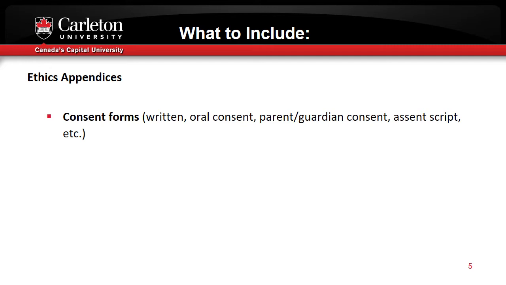So for example, when working with young children in daycares, a researcher would need a very simple script in language that a preschool-age child could understand in order to explain the study to the child and see if they want to take part in it. And this assent would be in addition to the parental consent form. The assent script should also be submitted to the REB for review.